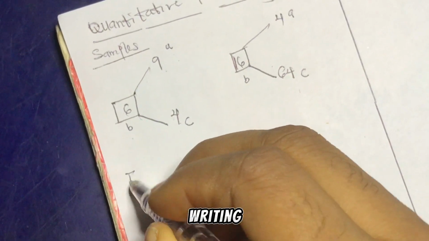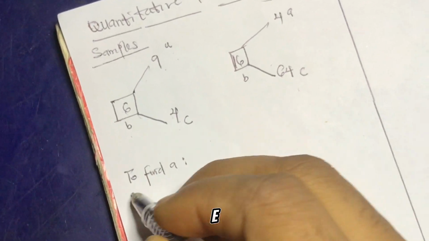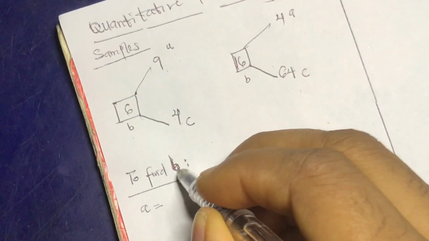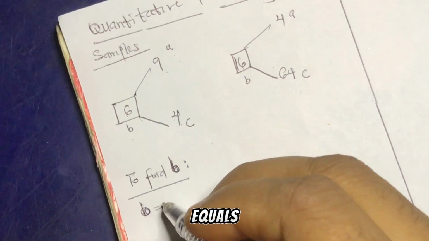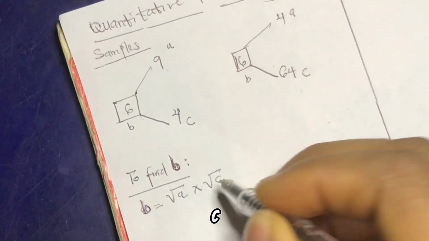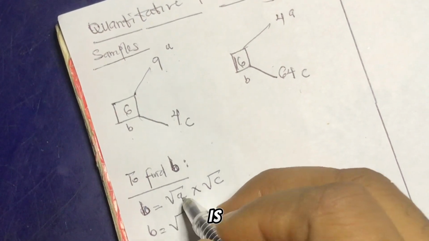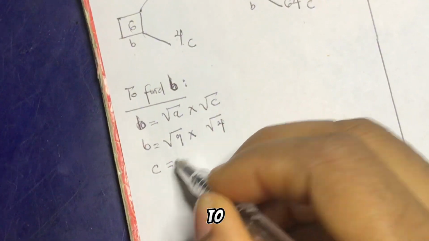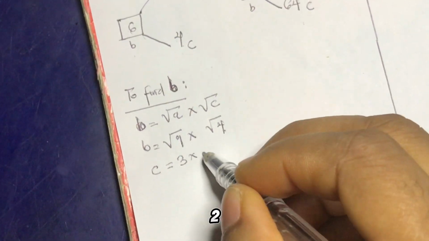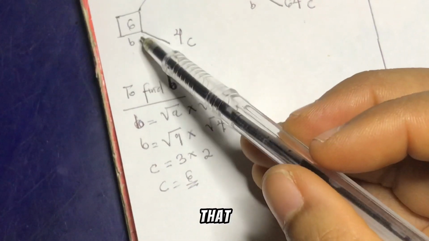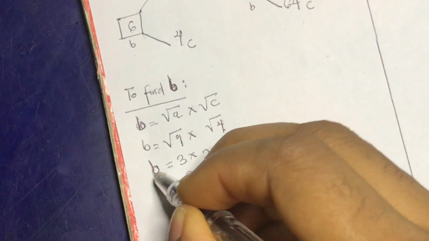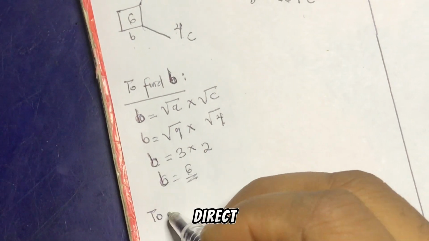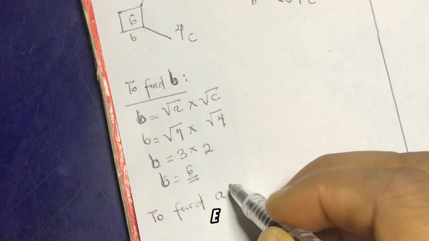So I'm going to start by writing. To find B, that will be B equals the square root of A times the square root of C. So how do we prove it? B equals, what is the A, which is 9, and what is my C, which is 4. So B equals the square root of 9, which is 3, times the square root of 4, which is 2. B equals 6. So we were able to derive that B, which is the 6.